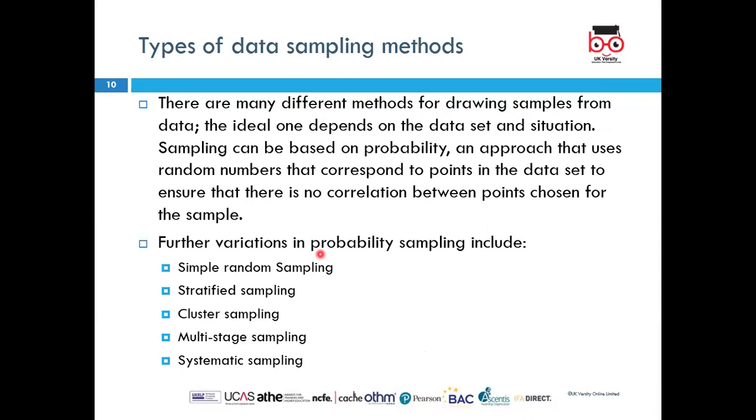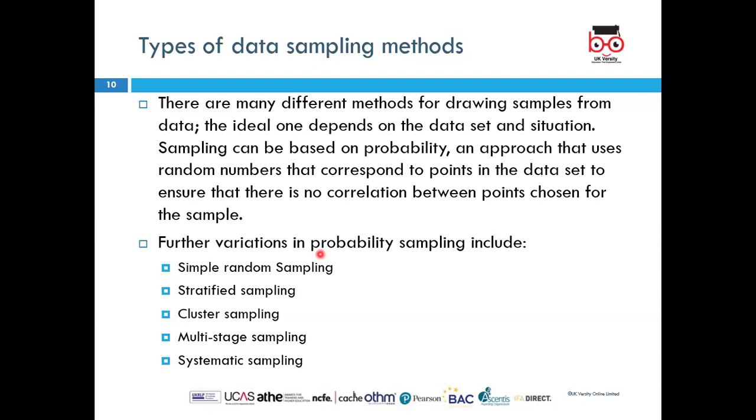So what are the types of data sampling methods? There are different types based on research. The ideal one depends upon the data set and what the real situation is. So sampling can be based on probability, in which you have a random sample. This approach uses random numbers that correspond to points in the data set to ensure that there is no correlation between points chosen for the sample. So you're just picking people randomly.